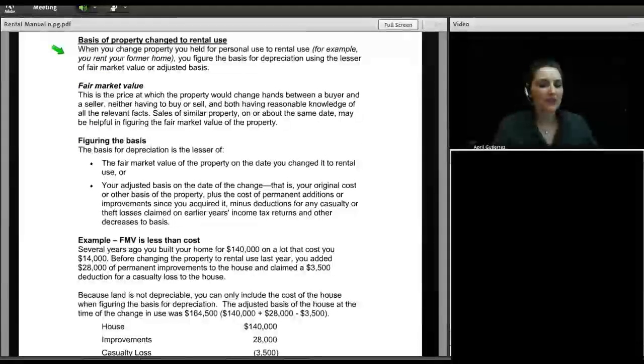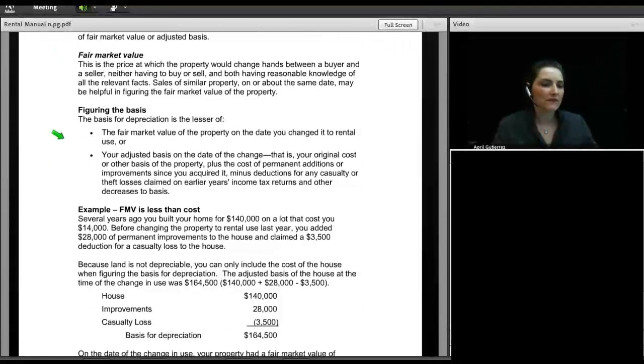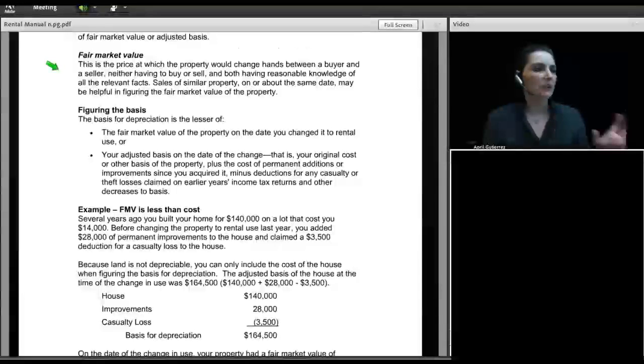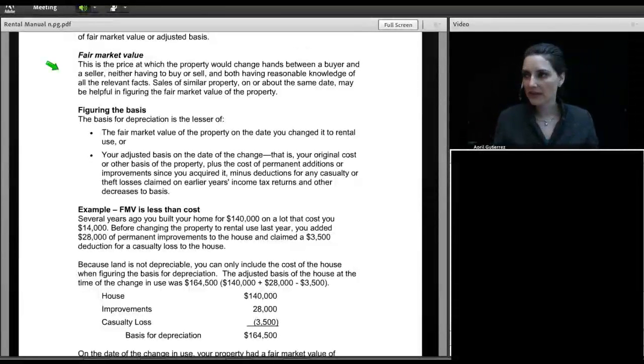Basis of property changed to rental use. When you change property you held for personal use to rental use, for example, you rent your former home, you figure the basis for depreciation using the lesser of the fair market value or the adjusted basis. So fair market value, what is that? Well, that is the price at which the property would change hands between a willing buyer and a willing seller, both having access to all of the relevant facts and neither being forced to buy or sell. So that's what the market says it's worth, and it trades on the market at that price. That's the fair market value.